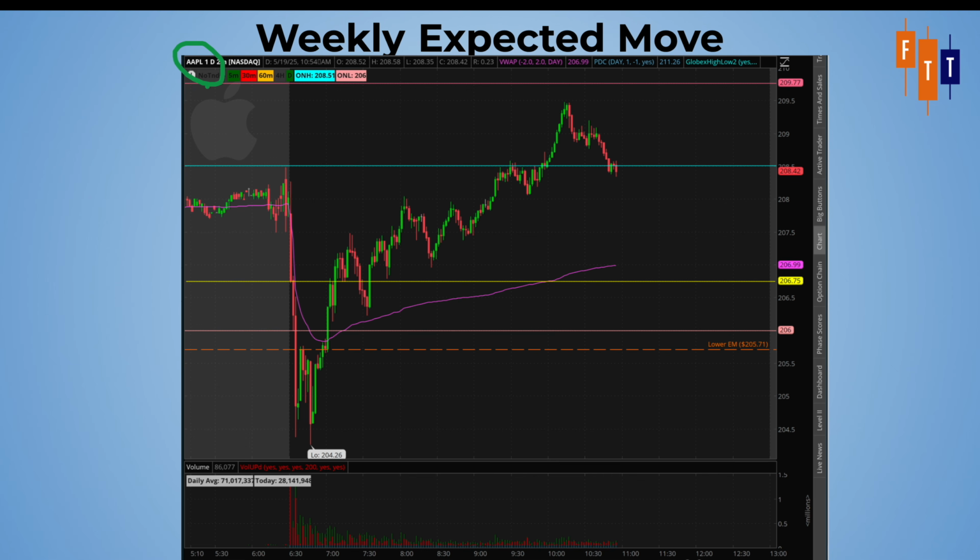I draw them in every week on Apple, Nvidia, Tesla. This was Monday open. We went underneath the expected move. What happened when we reclaimed it? Apple went up the rest of the day.